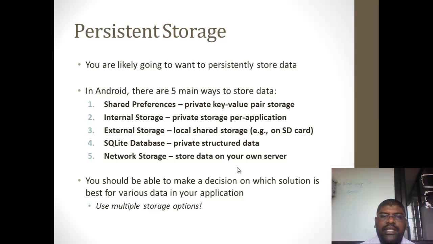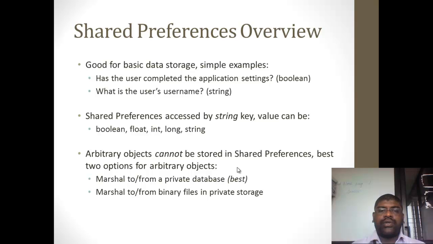Okay, so let us see these things one by one. First of all, in this class, let us see about the shared preferences. Just now I told you the shared preferences will be used to store primitive data types like boolean, float, integer, long, and string, in terms of a key and a value.